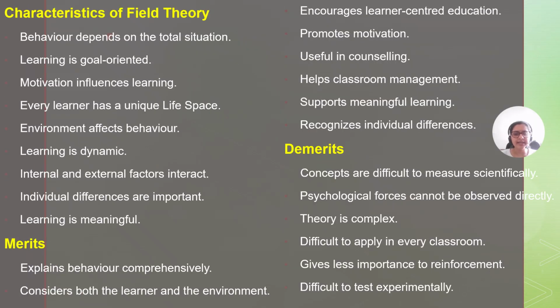What are the various characteristics of field theory? Behavior depends upon the total situation of the particular person. Learning is goal oriented. Motivation influences learning. Every learner has a unique life space. Then environment will affect the behavior. Learning is dynamic. It keeps on changing according to the situations. Internal and external factors, both of them interact to produce a particular behavior. Individual differences are very important and learning is meaningful.